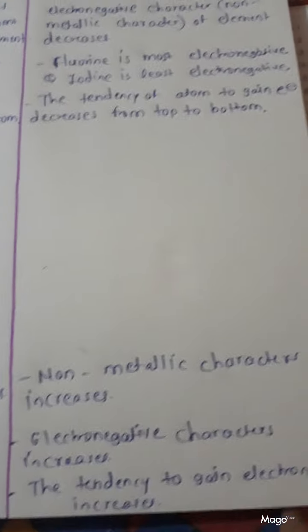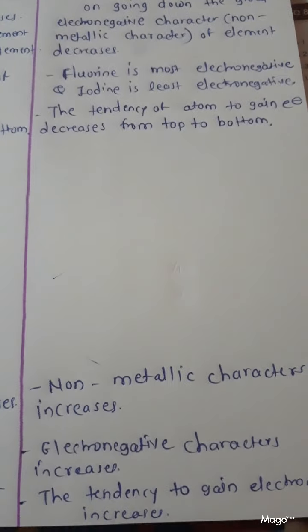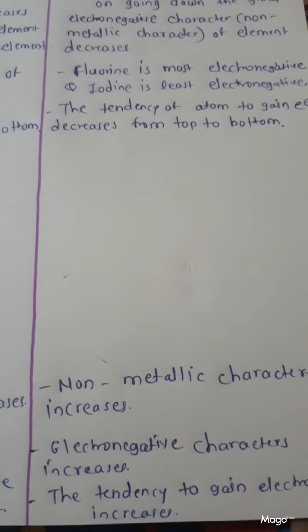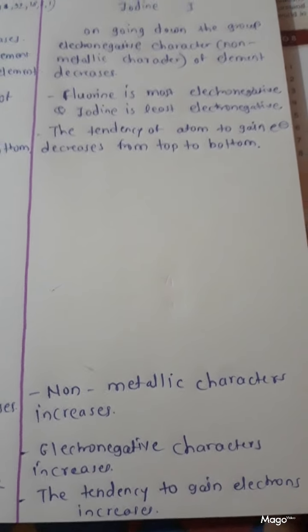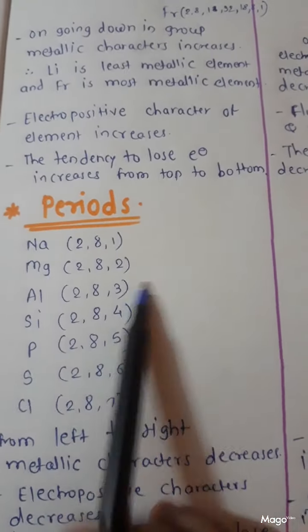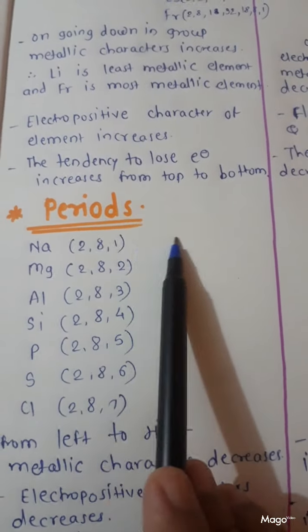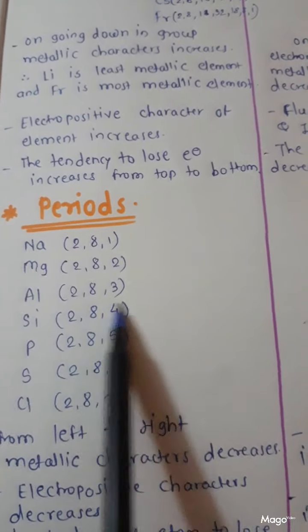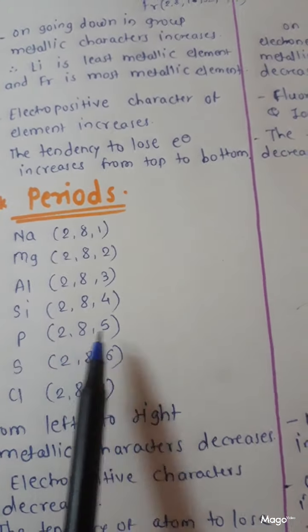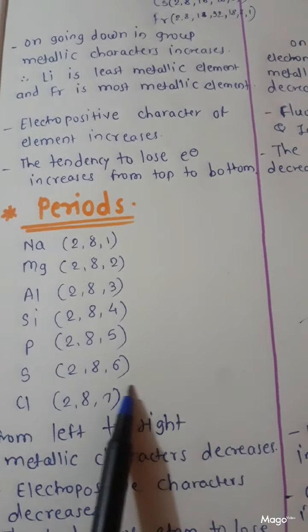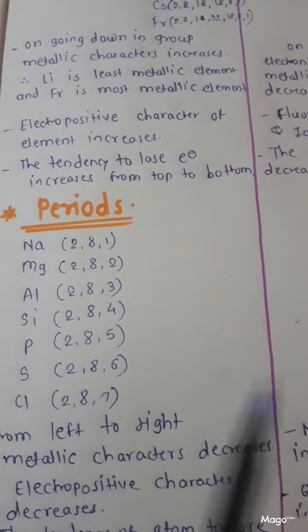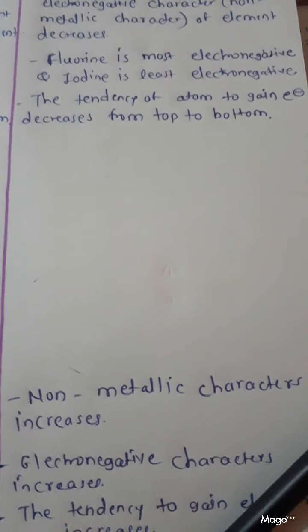Then what about non-metallic character? Non-metallic character increases, electronegative character also increases, and the tendency to gain electrons increases. You can see here, sodium will give an electron, it will give, but here the tendency is to gain electrons, they just take electrons to become stable. So the electronegative character increases.